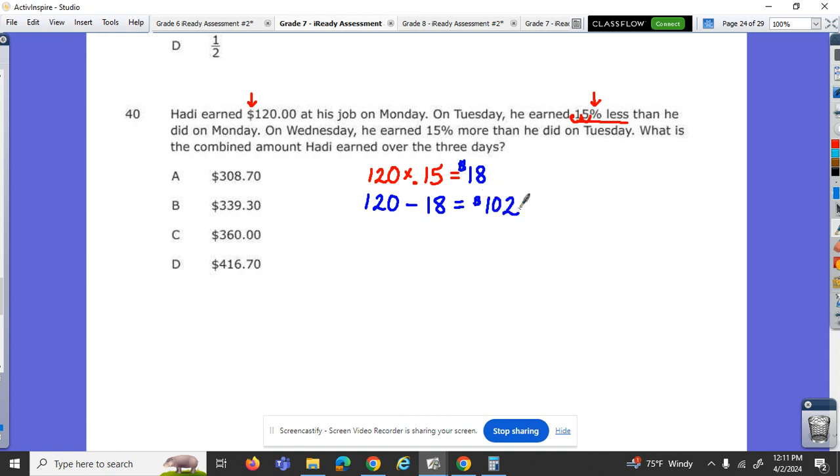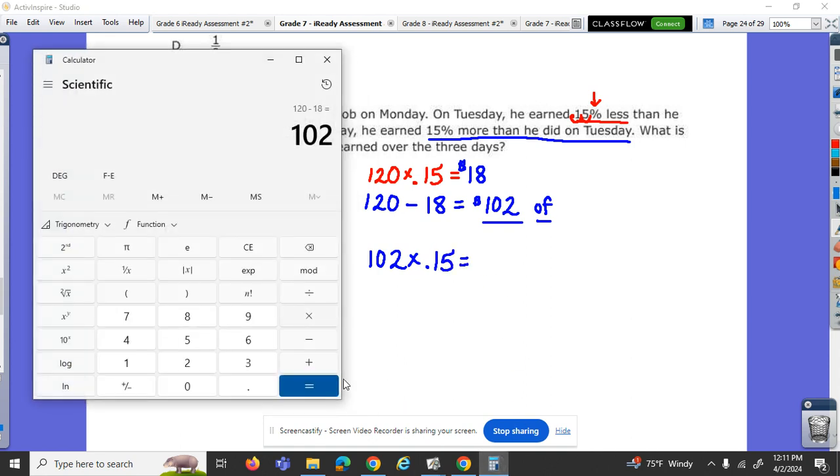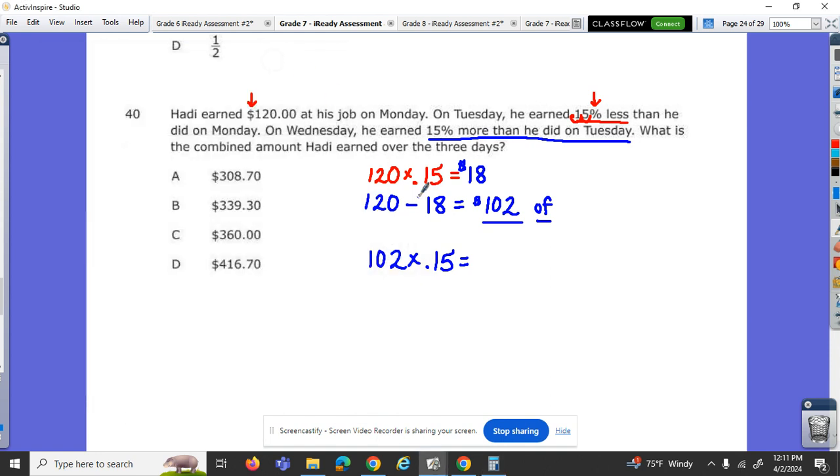Calculators are good tools, but you don't have to use them if you can do that in your head. Okay, so now we've got Tuesday. Now we need to get Wednesday. On Wednesday, he earned 15% more than he did on Tuesday. That doesn't mean he gets $15 more, right? We've got to find 15% of 102. Remember, that word of should again make you think of multiplying. So times 0.15. So $15.30. 15.3.